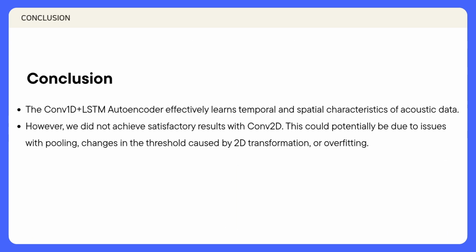In conclusion, our experiments reveal that the Conv1D LSTM architecture effectively captures the temporal and spatial characteristics of acoustic data. However, simply adding Conv2D layers did not guarantee better performance. Pooling-related information loss, threshold shifts caused by the 2D transformation, and overfitting can actually degrade the results.